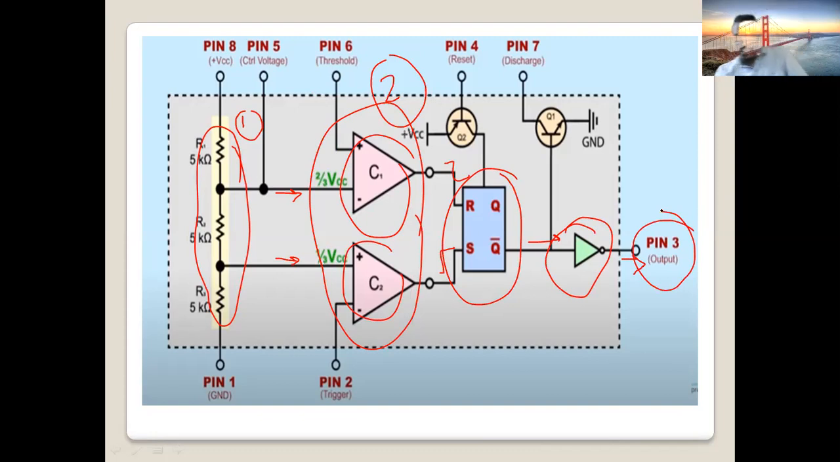Here is another important part, which we call the discharge transistor, pin 5. It's very important to know: 1, 2, 3 is here, 4 is here, and 5 is here. In block diagram form, the 555 internal block diagram looks like this. If you understand how this works, it's much easier to understand the design circuit and so on of this 555.